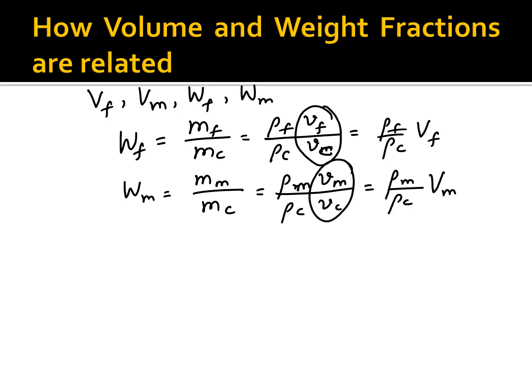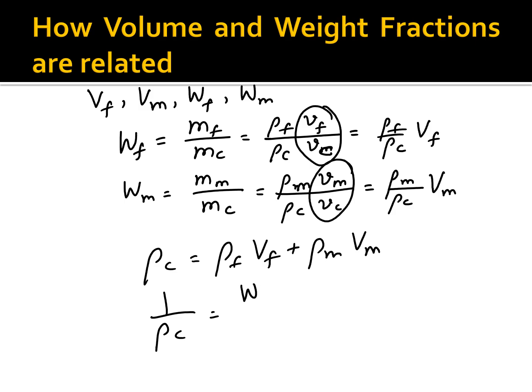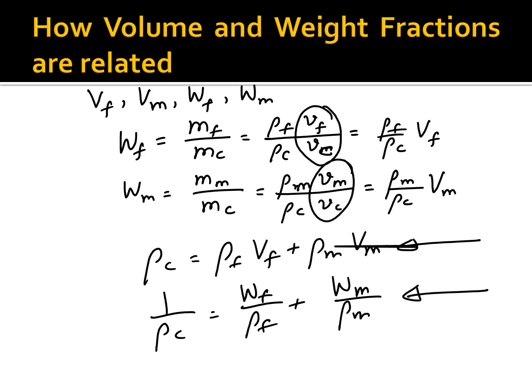So that's how you can go back and forth between the volume and weight fractions for fiber and matrix. And of course, we know that the density of the composite is nothing but this formula here, or in terms of the weight or mass fractions, it is just this one. So we can use either this one or this one to calculate the density of the composite, for going back and forth between the weight fractions and the volume fractions. And that's the end of this segment.